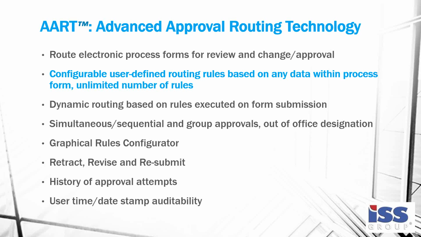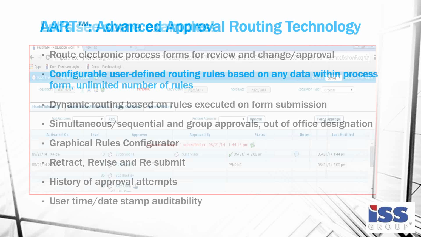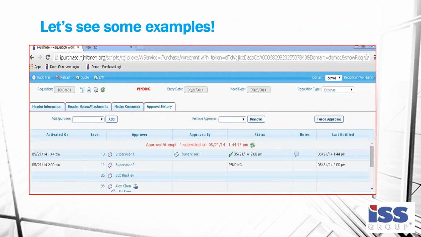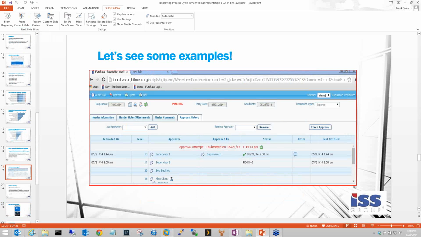So when corporate wants to find out why something happened, they can know who did it, when they did it, and why they did it. And this is true in every business process in your organization. Next slide. We're going to show you now an example of how an approval is set up.